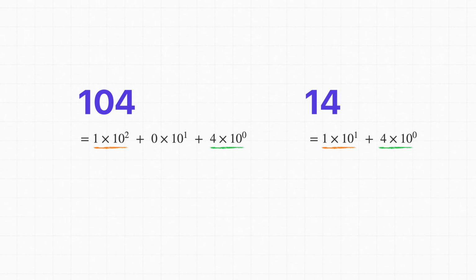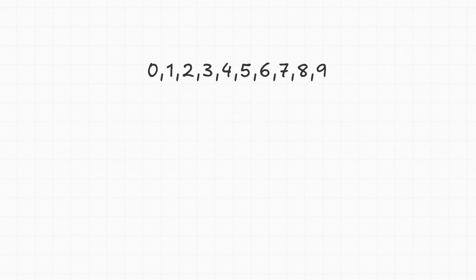But there's something else. In 104, the tens place is empty. That's why we write 0. In short, we use 0 to show that a place has no value. That's the difference between these two numbers. Now imagine, there was no 0. How would you write 104? You couldn't. The only thing you could write is 14.